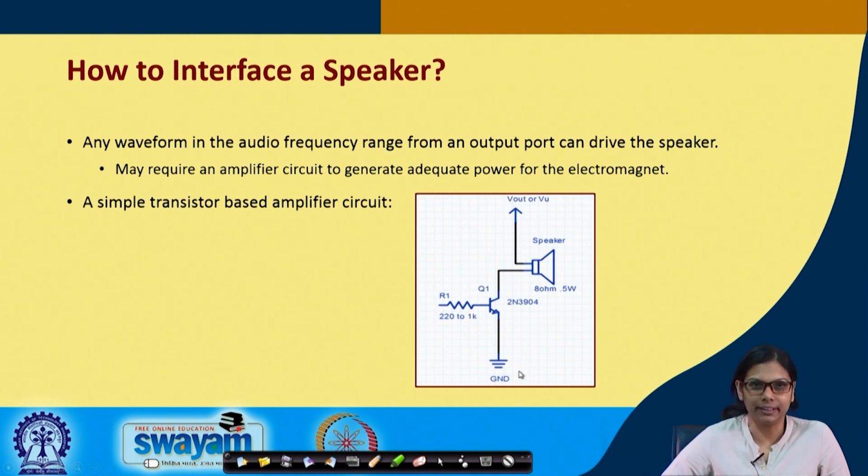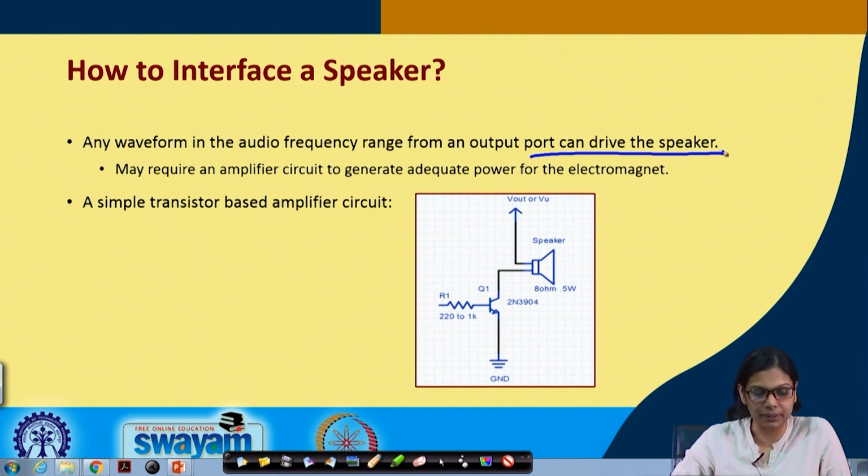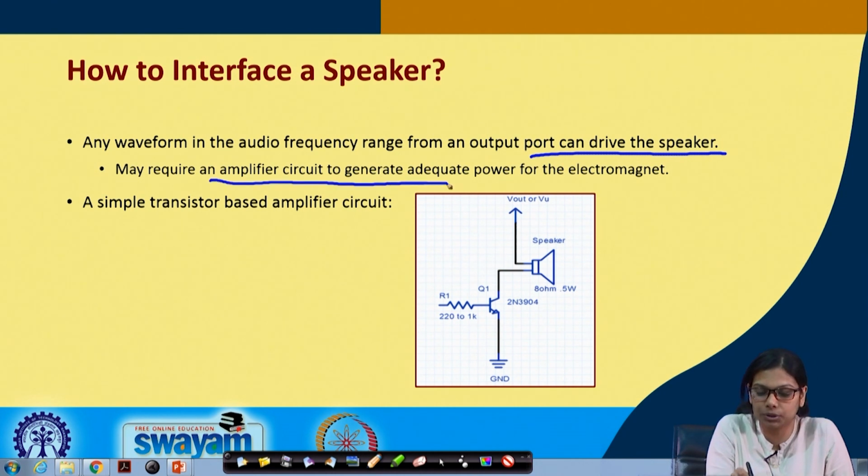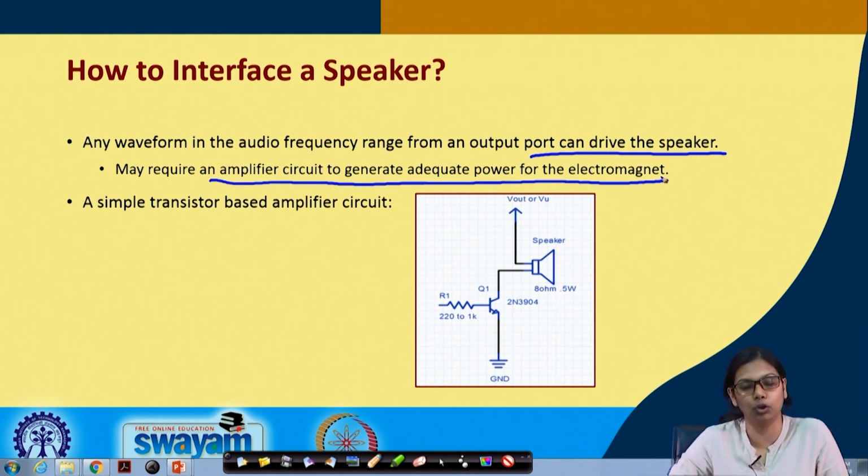Now, how do we interface a speaker? Any waveform in the audio frequency range from an output port can basically drive the speaker. But sometimes we may require an amplifier circuit to generate adequate power for the electromagnet. Okay, an amplifier is required.